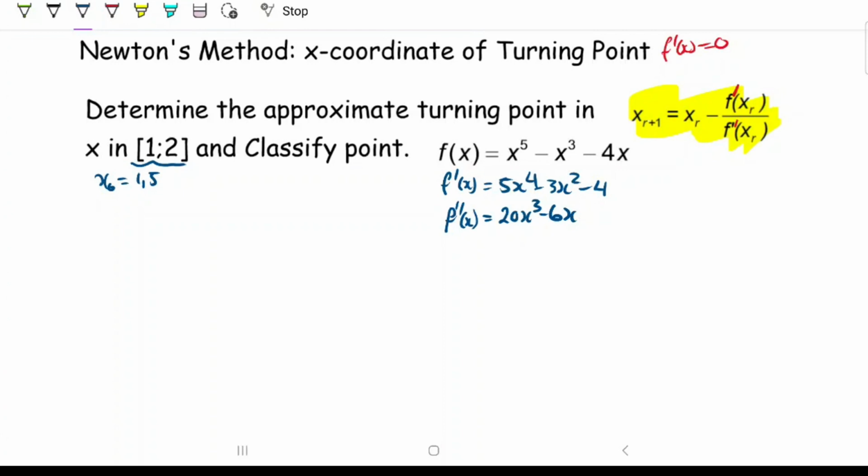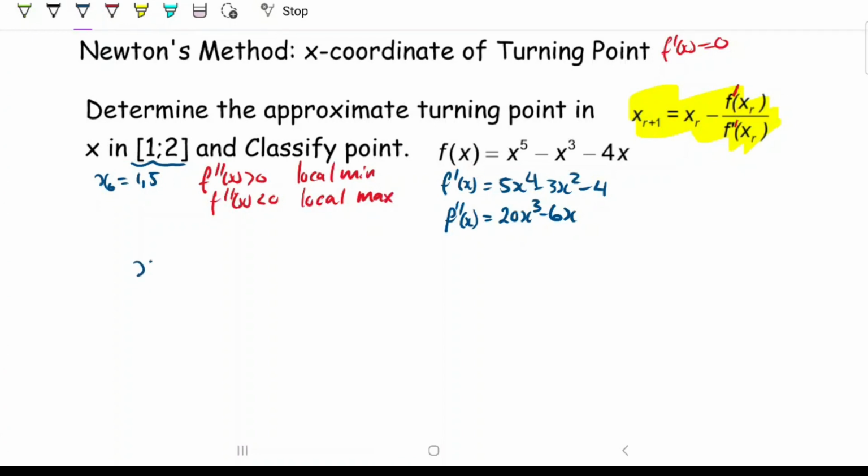Another thing that's quite important to remember is that at the turning point, the derivative is 0. But also, if you want to classify a turning point, we know that if the second derivative is positive, there will exist a local minimum. And if the second derivative is negative, there will exist a local maximum. So we'll use that in our last step. Let us dive right into it.